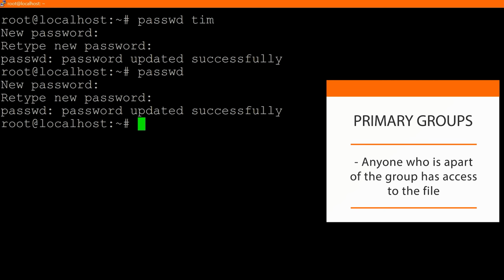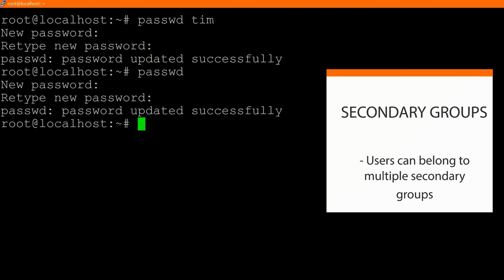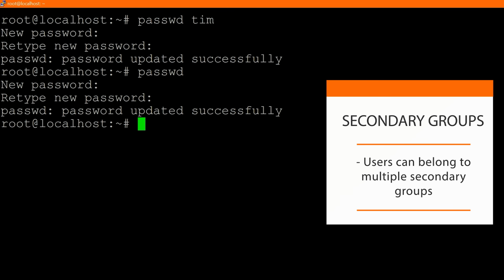So by having a unique primary group for each person, each user is able to have their own individual files that no other user, other than the root user or a sudo user that has a ton of permissions, can access. So hopefully that's clear. Then secondary groups: you can belong to multiple secondary groups, which define what permissions you have in the operating system or just as a user in general.